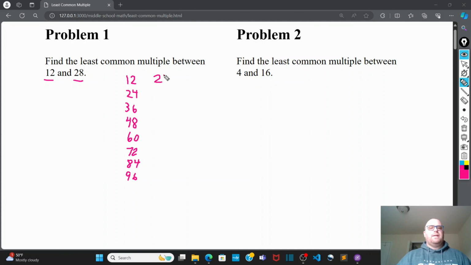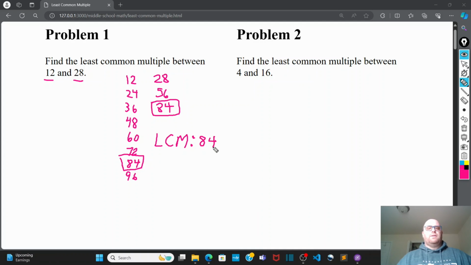So we could do 28. 28 times 2 is 56. 28 times 3 is 84. And we see, okay, I've got a multiple here, 84, and a multiple here of 84. So that must be the least common multiple. And it is. We can write that as the LCM, least common multiple, is 84.